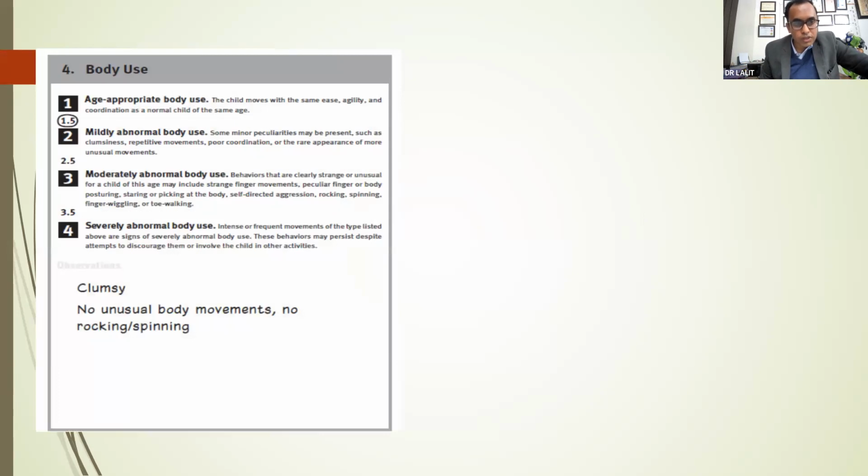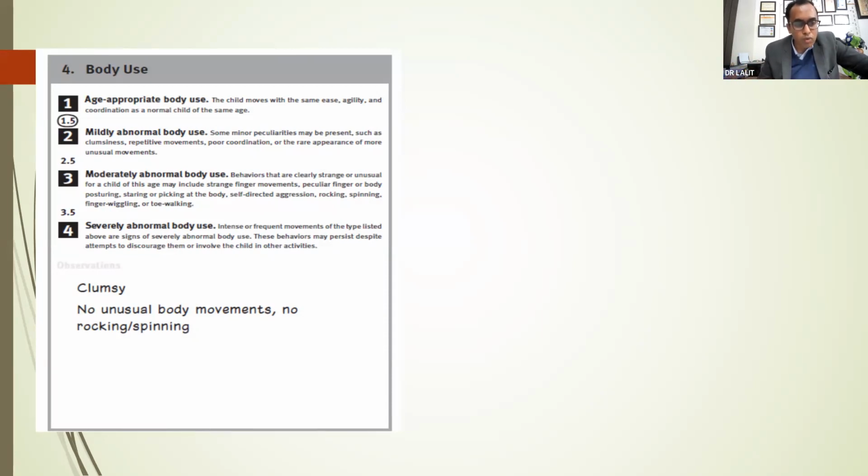So for body use, as I have told you, clumsy. So the child was clumsy. Probably the observer has noted that the child is very much clumsy, and his body tone doesn't give a good impression. He might be taking a pencil or a water bottle from the table, or from the mother, and keeping it on the table. The observer might have observed the duration of taking the bottle from the mother and keeping it on the table. He might be very clumsy. He might not be able to hold it properly as a child of that particular age. So those things need to be taken into consideration while observing the child.